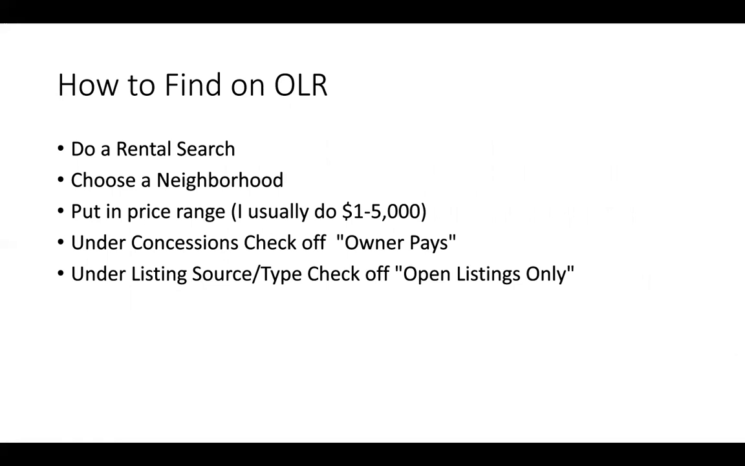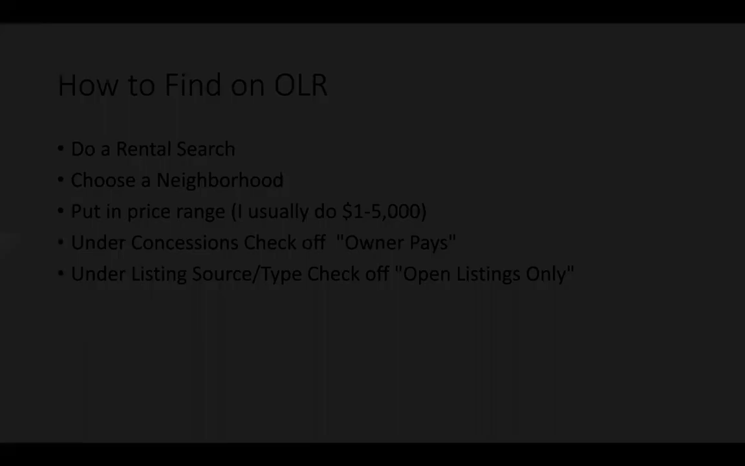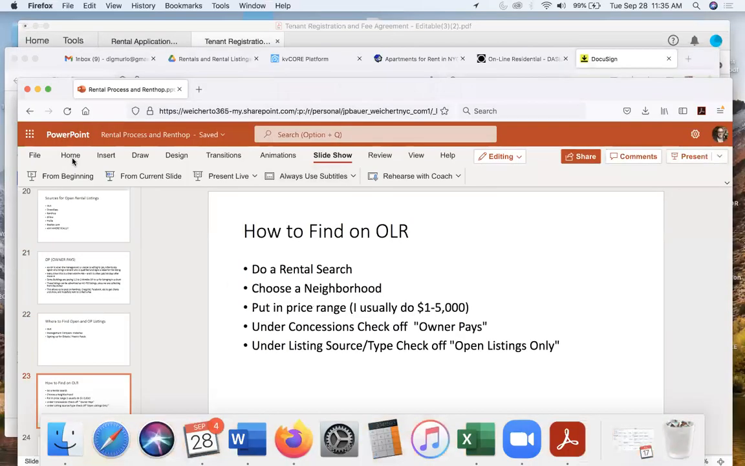We're going to choose a neighborhood. We're going to put in a price range, and I usually do $1 to $5,000. Under concessions, we're going to check off owner pays. And under listing source type, we're going to check off open listings only, right? So we're going to go through this right now, and I'm going to show you exactly how to do this.